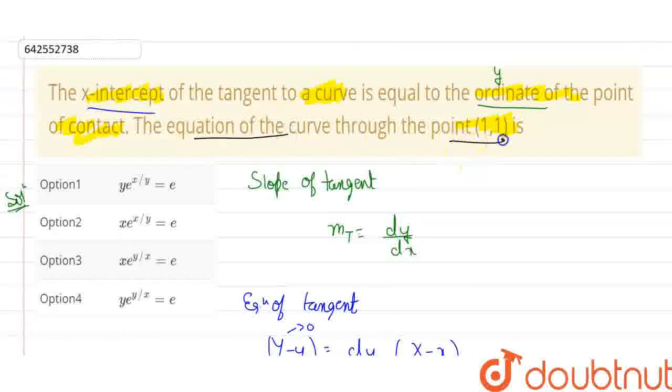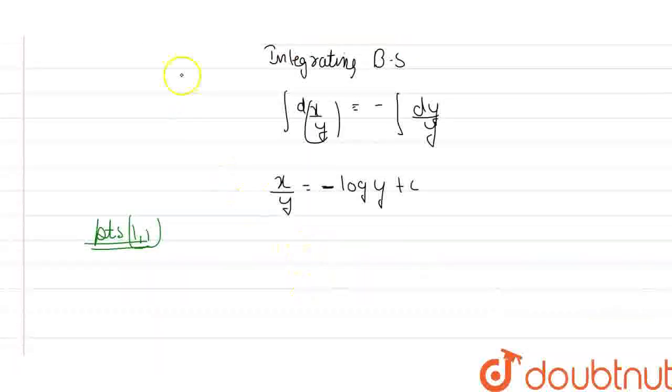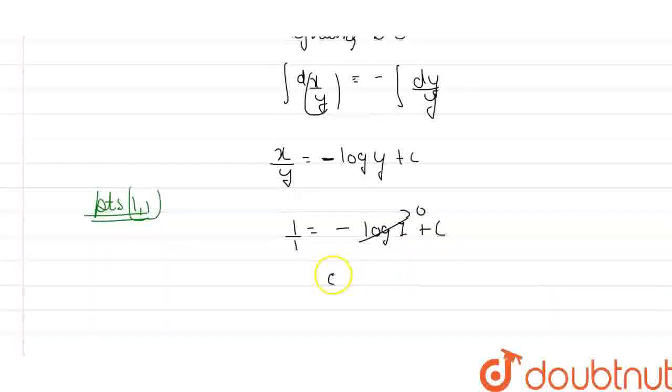Now the question says I have to find the equation of the curve through the point 1 comma 1. It means that this point should satisfy this equation. So x by y is 1 by 1, equals minus of log of 1 plus C. Clearly log of 1 is basically 0.